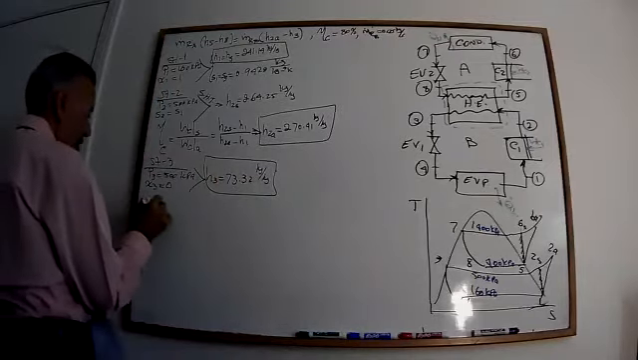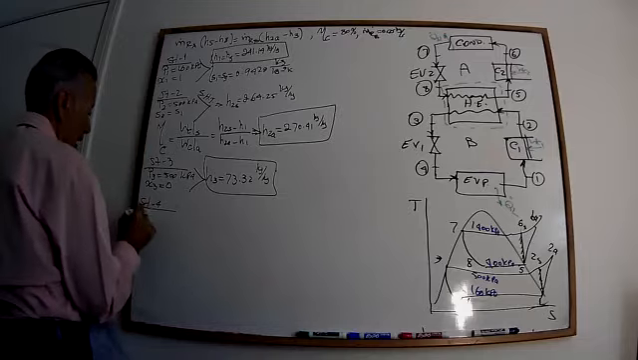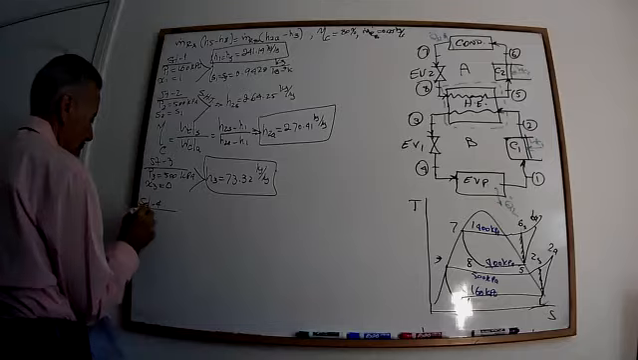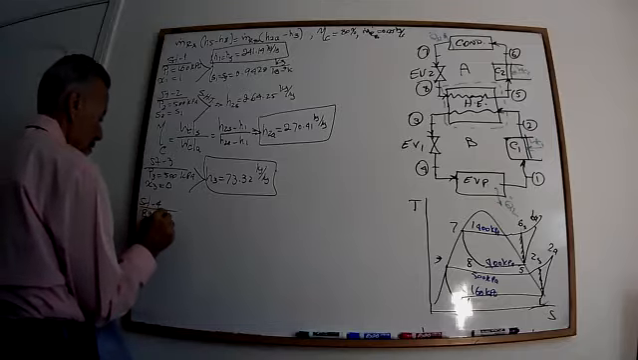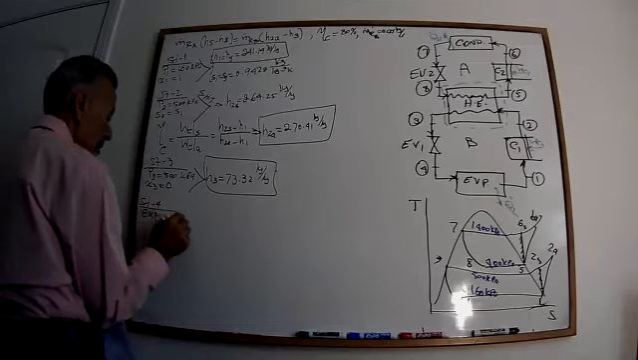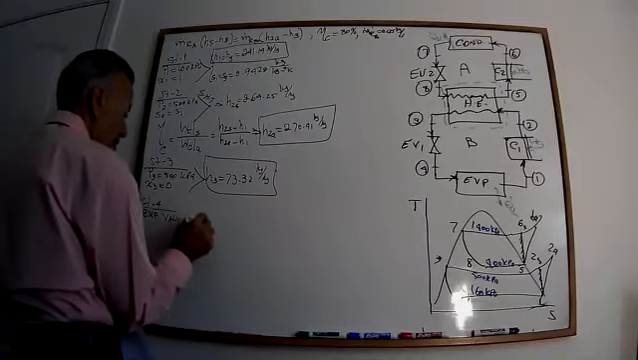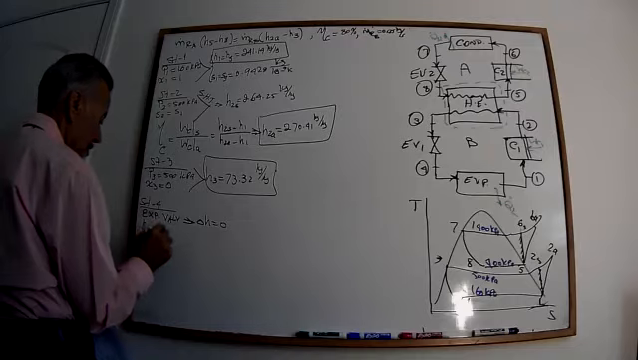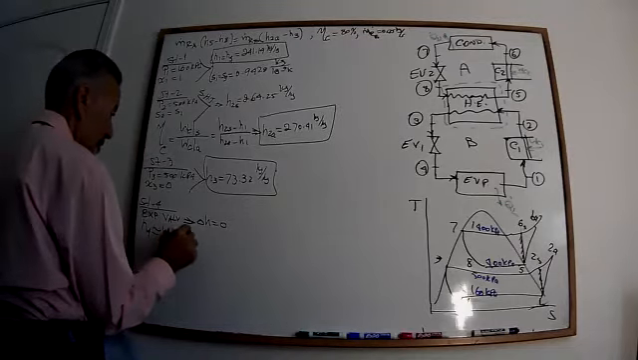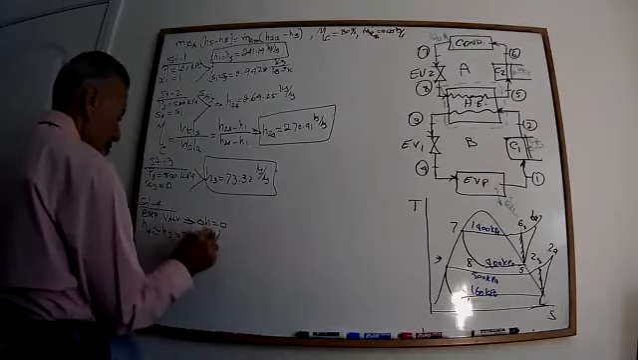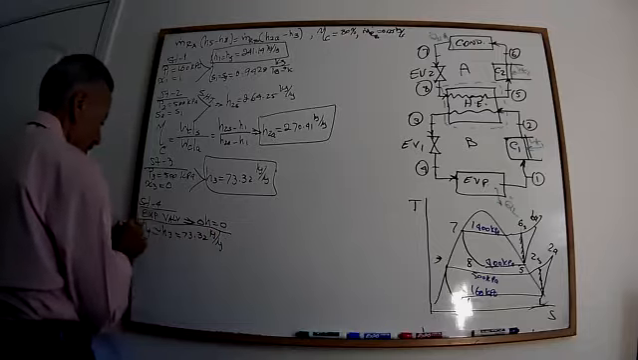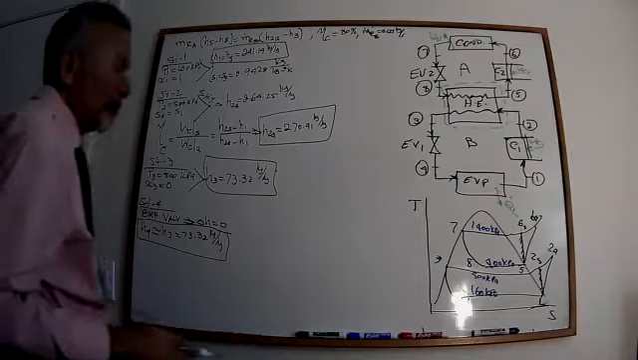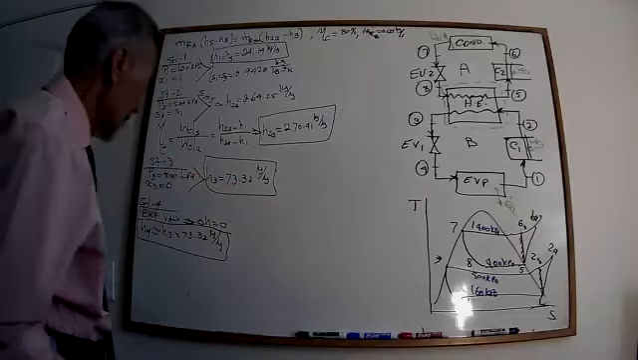At state 4, I have an expansion valve, therefore delta H is 0, so H4 is equal to H3 and is equal to 73.32 kilojoule per kilogram. That's my lower cycle B. I'm done with it.